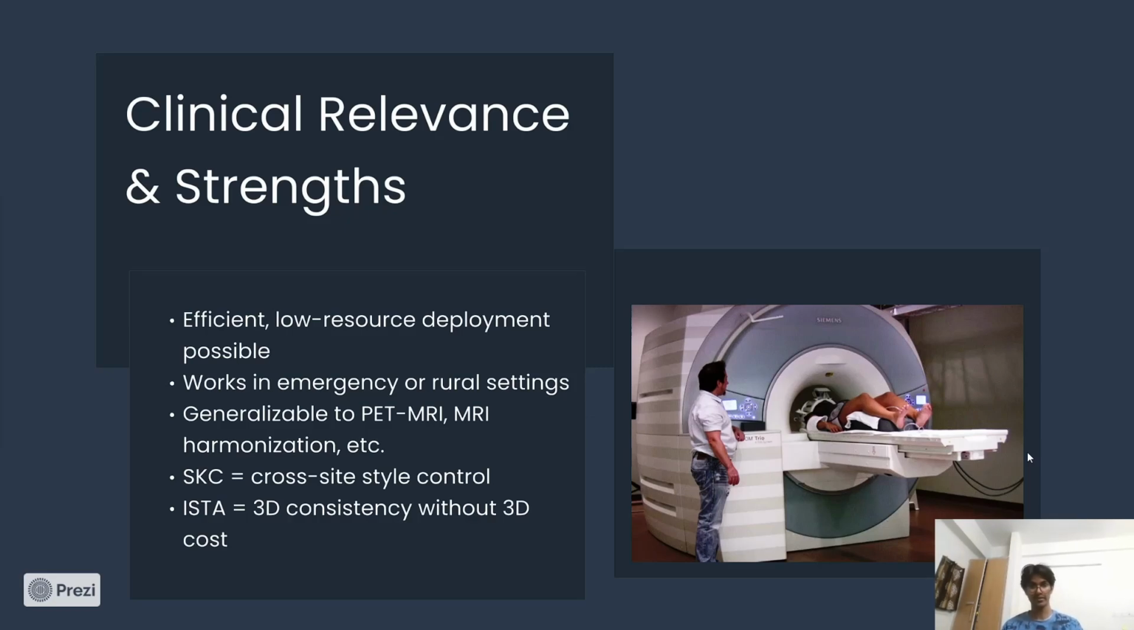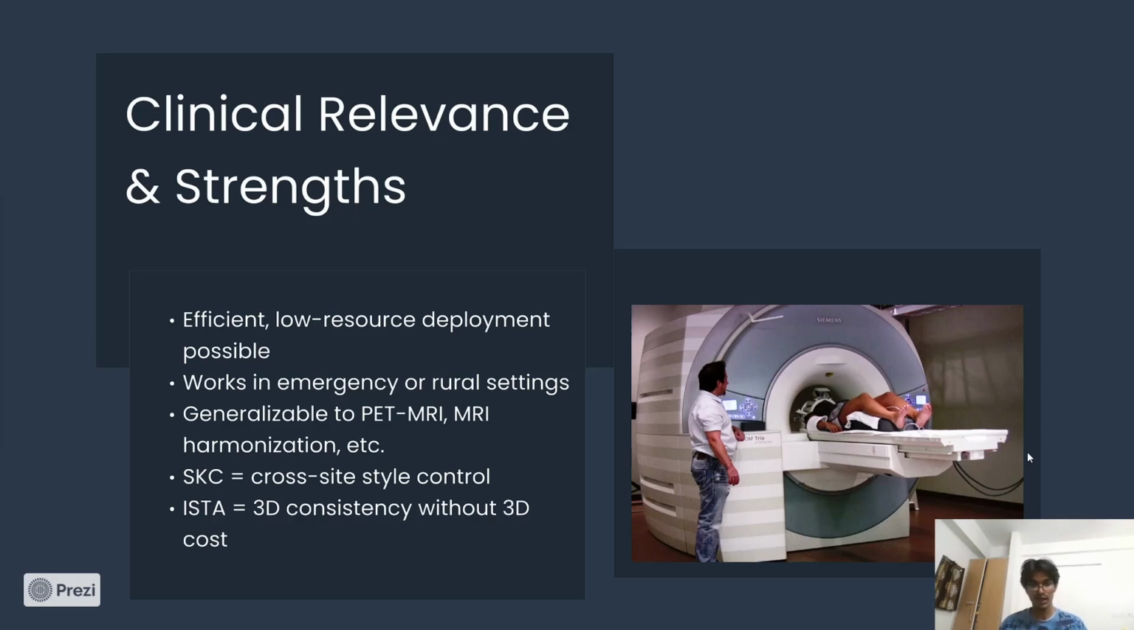Second is SKC, which is also known as style key conditioning. This technique helps all the MRI slices look like they belong together by keeping the same style across the whole image. It even allows you to control or match the style, which is helpful when combining data from different hospitals or scanners. Third point is interslice trajectory alignment, or ISTA.